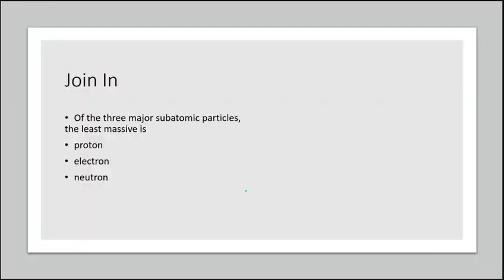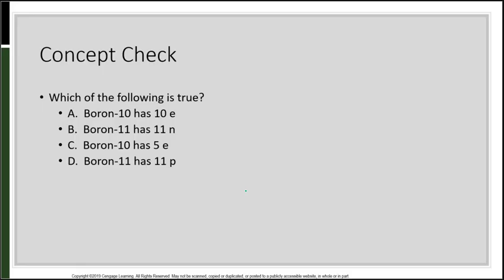So let's try this. I want you to pause and answer this question. Of the 3 major subatomic particles, the least massive is? That's right, the electron. What about this one? Which of the following is true? Boron 10 has 10 electrons, boron 11 has 11 neutrons, boron 10 has 5 electrons, or boron 11 has 11 protons. Take a second, pause, and hopefully you found that boron 10 has 5 electrons.